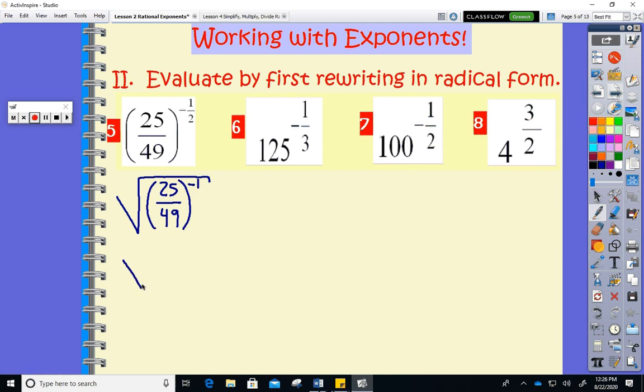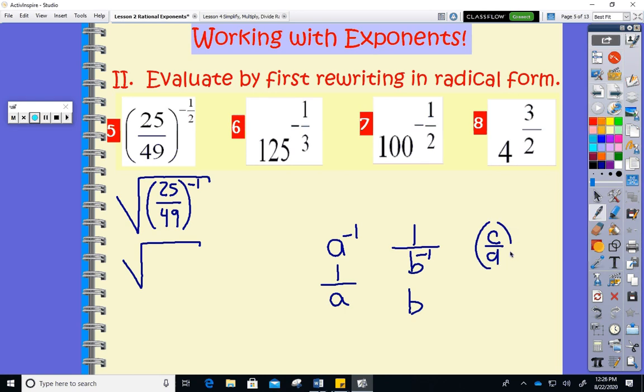Well, do you remember that negative exponents, like if it's a to the -1 power, that means you make it 1 over a. Or if it's 1 over b to the -1 power, that means you can move the b up to the top with a +1. But do you remember the rule that if you've got c over d to the -1 power, that just means that you can flip it and make it d over c? Because then you would have c to the -1, which drops to the bottom, and then d to the -1, which raises to the top.